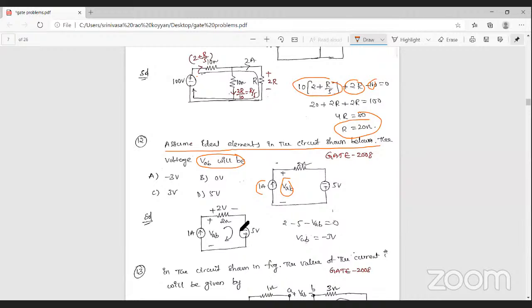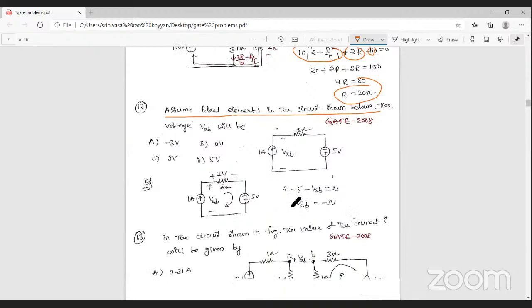Then you can apply VAB. You want to record the voltage VAB. Then you can apply KVL in this loop. What is the voltage here? 2 volts. The starting terminal is positive, that's why positive. And again the current is entering here. What is the voltage here? Minus VAB. So minus VAB is equal to 0. Then VAB is equal to minus 3 volts. Okay, that is problem number 12, asked in GATE 2008. That is a simple calculation.